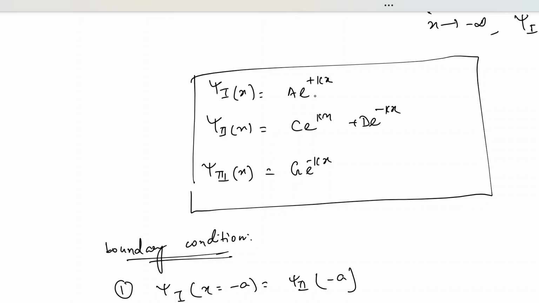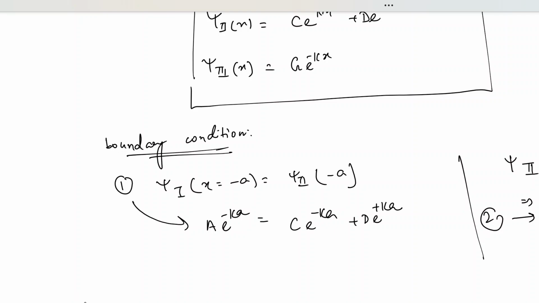So you can apply it: psi 1 is A e to the power of minus ka, equal to psi 2, which is C e to the power of minus ka plus D e to the power of plus ka. Okay, so this is equation number 1 from this boundary condition. Then similarly, at the other point, plus a, psi 2 at x equal to plus a will be equal to psi 3 at x equal to plus a. So we get C e to the power of ka plus D e to the power of minus ka equal to G e to the power of minus ka, which is equation number 2.